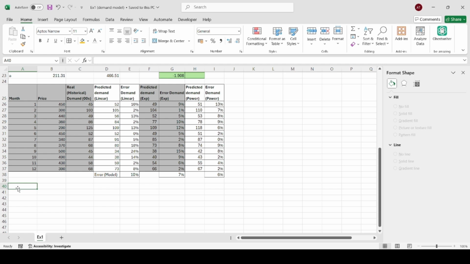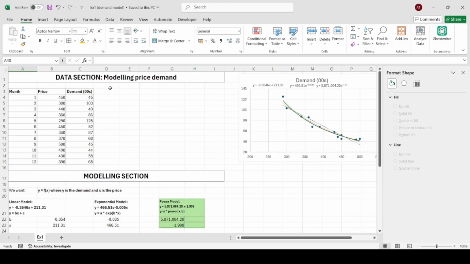Okay, so in this task, what we have to do is to calculate the optimal price that gives us the highest profit if the cost of production for 1 unit is 250. So in this example, we are looking at the sale price. So this is the sale price, the price at which we are selling a unit.